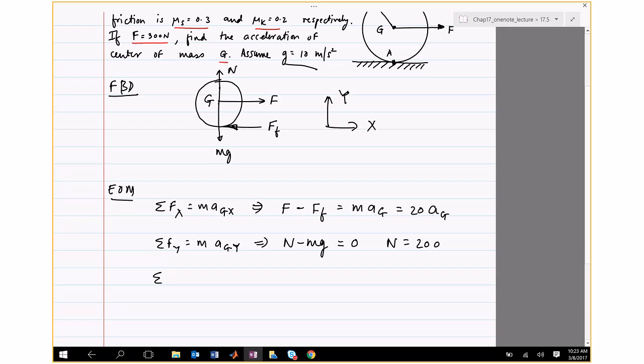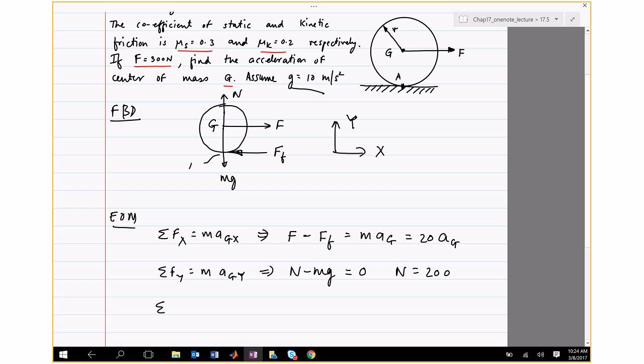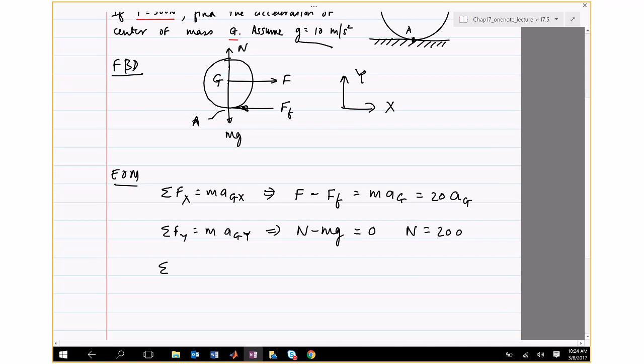Okay, now there's a choice of where to write the moment. I can put moments about any point. I can write moments about this point A, or I can write it about G. The reason I would write it about A is that the friction force would then disappear from my equations. I'll leave it. For this problem, let's just use the first one, and in the next problems I'll try to do it about a different point. Let's do the sum of moments about G equals Ig alpha.